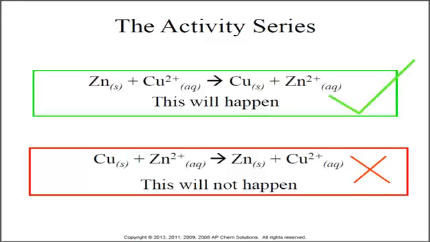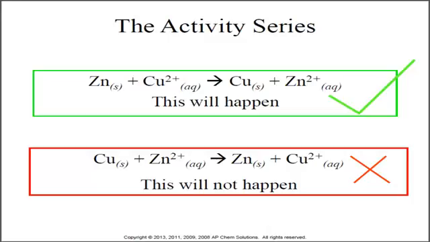So it looks like this. Because copper is above zinc in the activity series, that's going to make copper a stronger oxidizing agent. So the copper is going to oxidize zinc. In doing that, the copper gets reduced. Remember, if one thing is oxidized, something else has to be reduced. Now the reverse cannot happen. Redox reactions will not spontaneously occur in reverse.